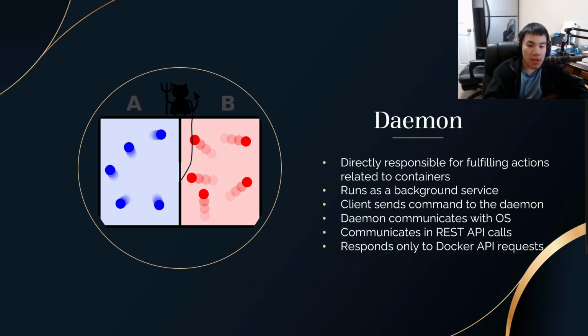When a container is prompted to start up due to Docker, the client translates it into a REST API call and sends it to the daemon. The daemon then communicates with the OS. The daemon will only respond to Docker API requests, and it can also interact with other Docker services, daemons.